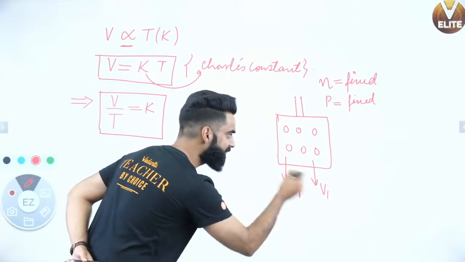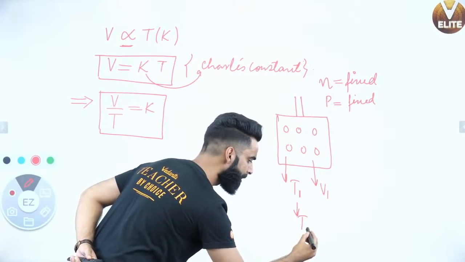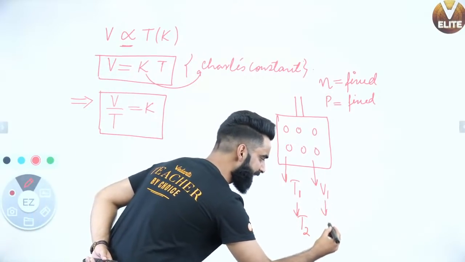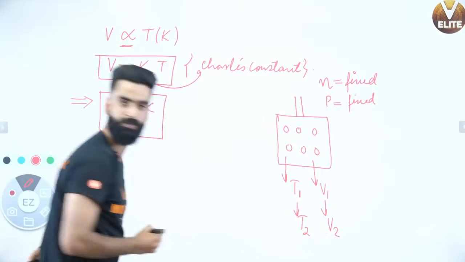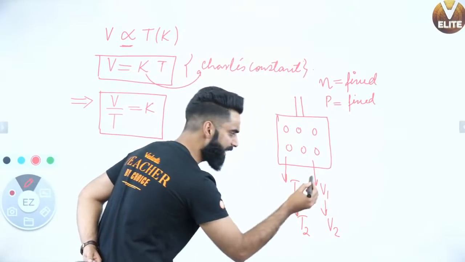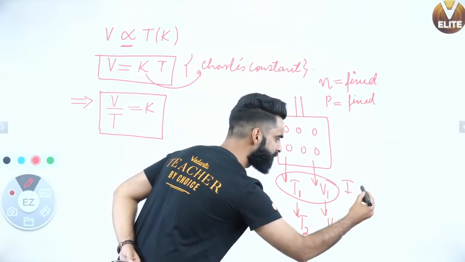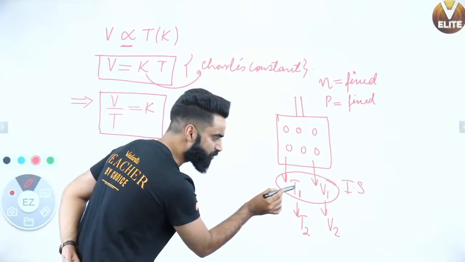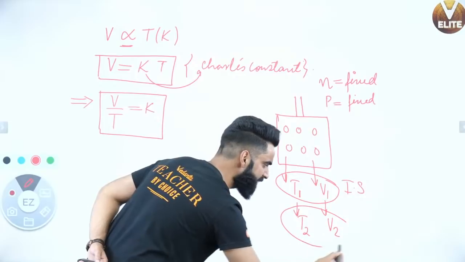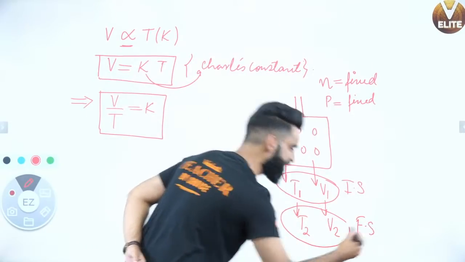So if I'm changing the temperature of the gas, for example from T1 to T2, can I say the volume of the gas will get automatically changed from V1 to V2? Initially, the temperature of the gas was T1 and its volume was V1. I'll call this the initial state of the system. Now I have changed the temperature, and the volume automatically changed from V1 to V2. I'll call this the final state of the system.